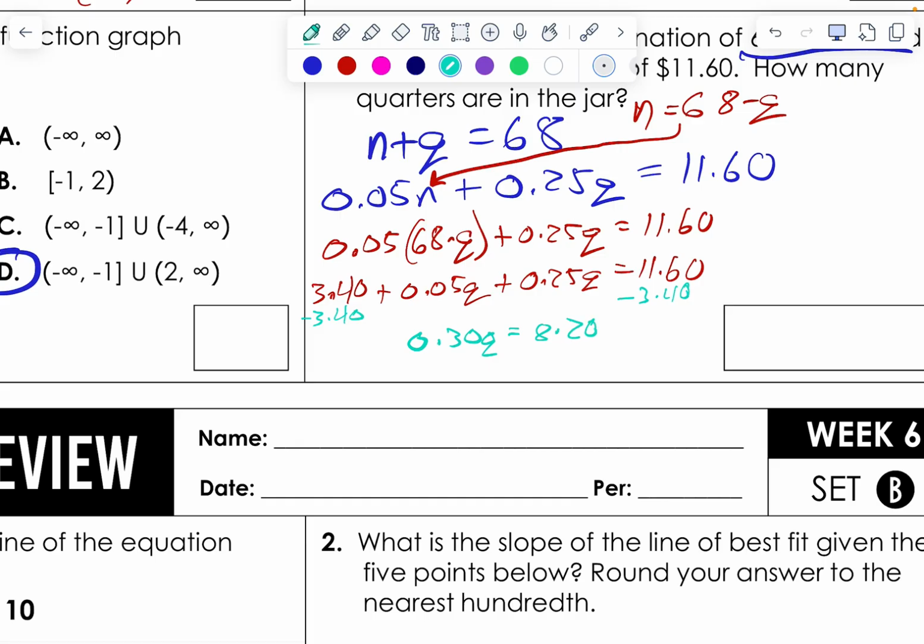Yeah. I know I'm not writing very neatly. Sorry about that. Okay, how many quarters are there then? Just divide that. What's 8.2 divided by 0.3? What was it? 27.3? Is that what you said? No, 27. Oh, 27. Still.